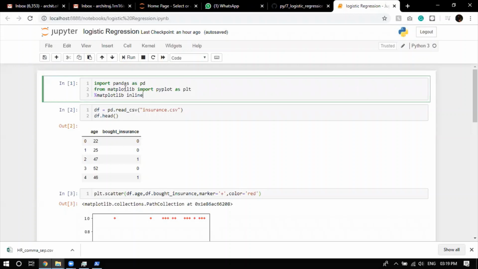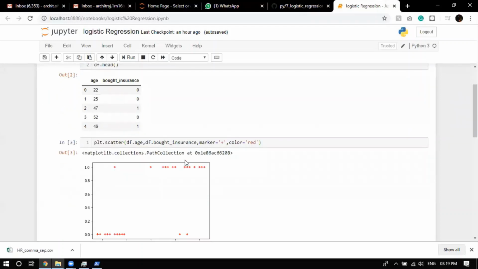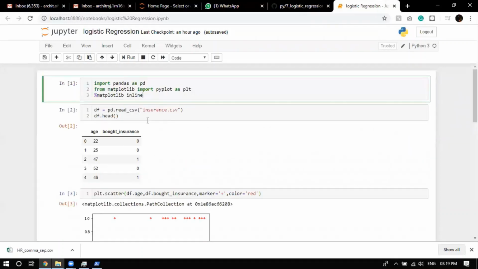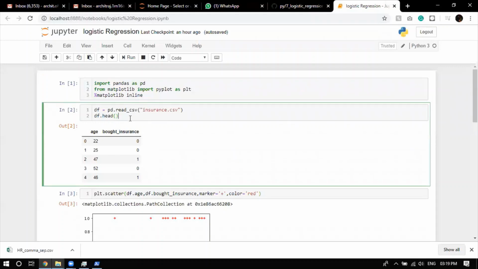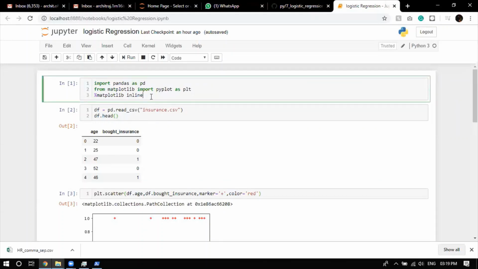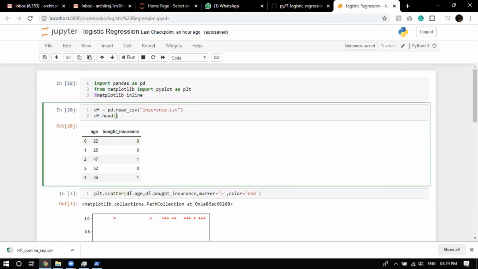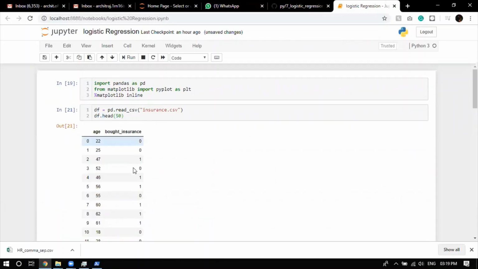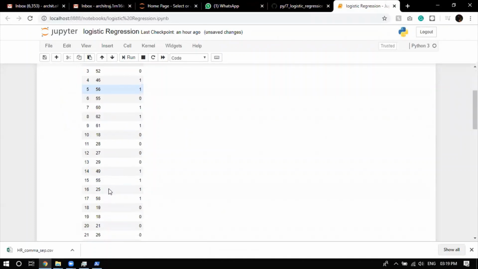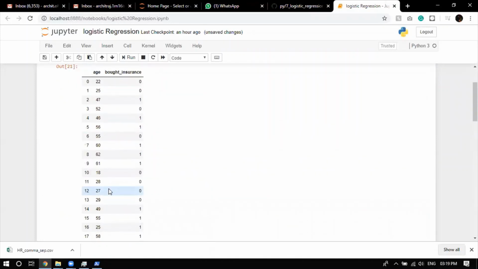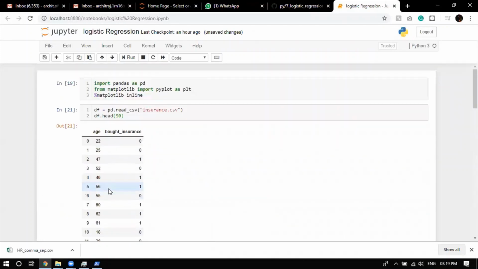Now, we import the pandas data frame. We imported matplotlib and matplotlib inline to show the output without even typing plt.show. Now, we read the CSV file insurance.csv. What is the insurance.csv file? If I execute head, it shows all the things that are there. This gives you the age of the person. It's a rough data set, not a really accurate, really big data set. It's a rough data set which I just made.